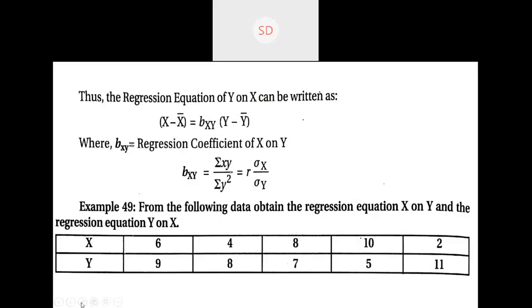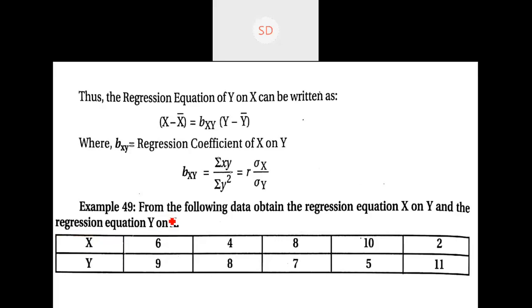So in the previous class we learned the derivation of the formulas of regression equations, that is x on y and y on x. Now let us solve problems under x on y and y on x.